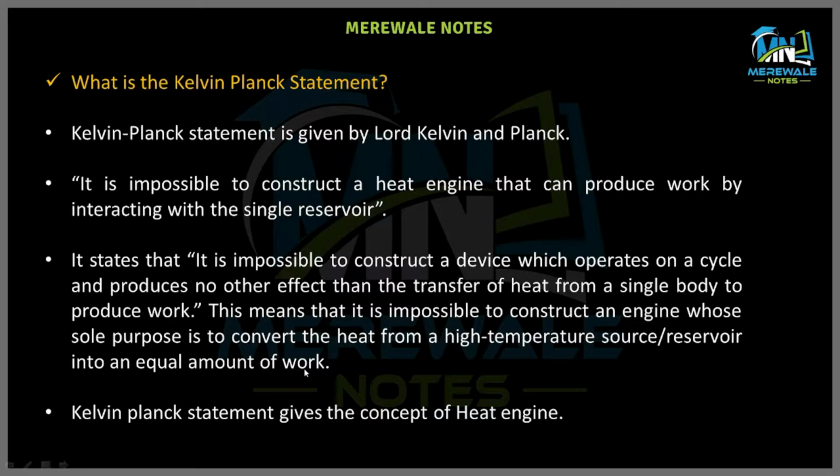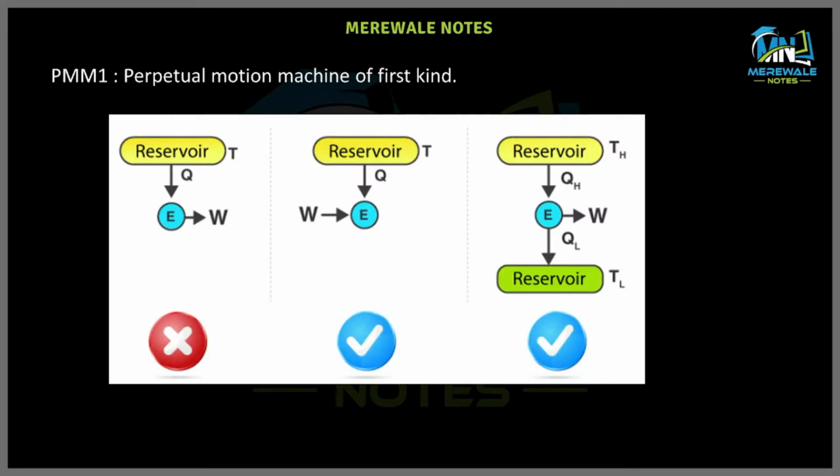And the fourth point that improves your explanation is that the Kelvin-Planck statement gives the concept of a heat engine, just like the Clausius statement gives the concept of a heat pump and refrigerator. This gives the concept of a heat engine. Another thing you can also mention is PMM2, perpetual motion machine of the second kind. It is sometimes wrongly written as PMM1. You can extend this explanation by explaining the concept of PMM2.